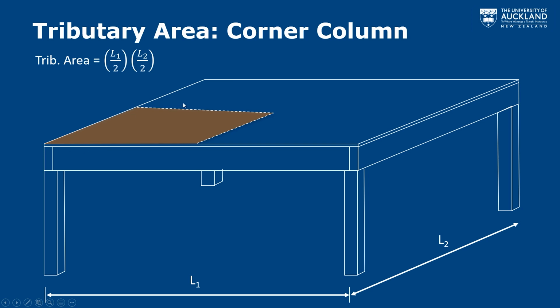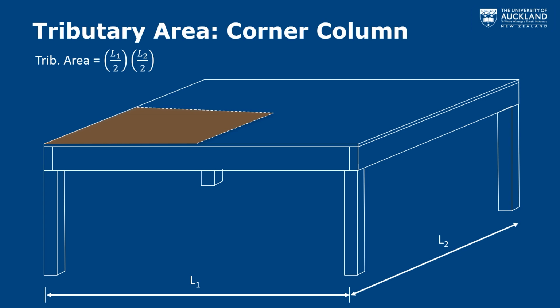And so again, we can do the same plotting up, and we can find that for this relatively simple structure, so think of this like a table, this column's tributary area is a quarter of the area of the entire piece of plywood. So it's going to be L1 divided by 2 multiplied by L2 divided by 2. And again, all of this is just coming down to working out what is the quickest path for a piece of load to get into the ground.